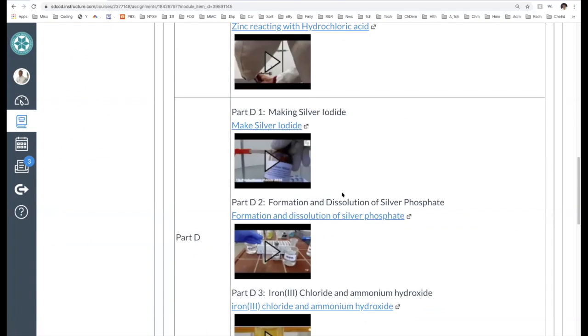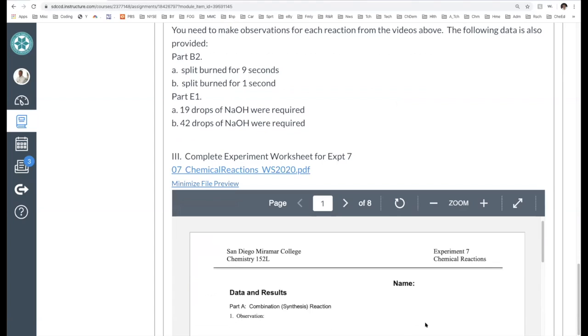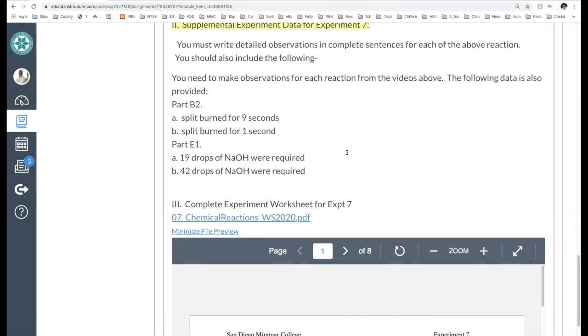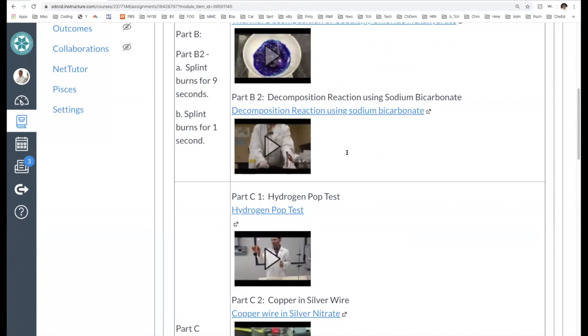So watch that video and then go in here and write your observations, okay? Make sure you are detailed. Part B, decomposition of the reaction. Let's go back into this table here. This is the decomposition reactions.